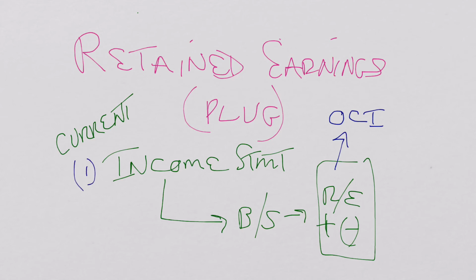So that's the current method. To the income statement, to the balance sheet, plug it to retained earnings, show it as part of the other comprehensive income. It's not really the parent's plus or minus, it's at the subsidiary level.